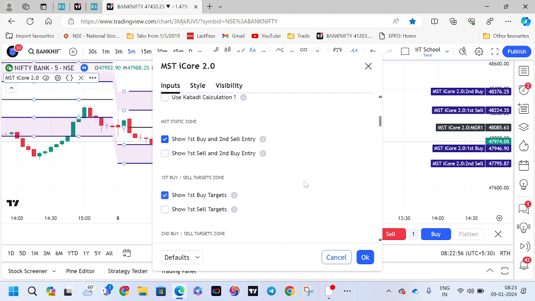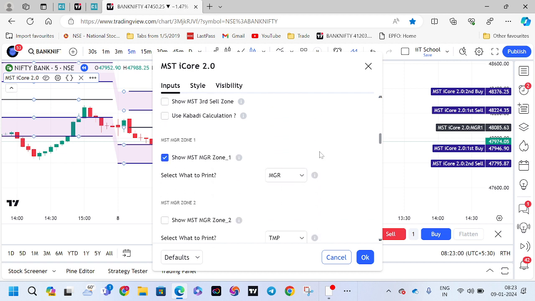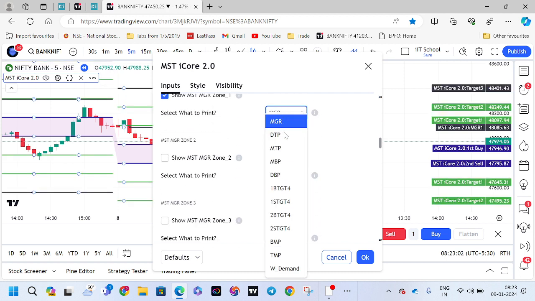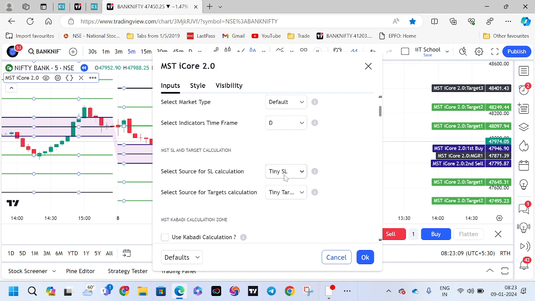Enable the first buy targets. Also enable second sell targets. Why? If the market is reversing without giving the targets, we have to reverse our trade. We should not fight with the market. We should not expect that since we are in a buy trend, the market has to be in a buy trend, or since we are in a sell trend, the market has to be in a sell trend.